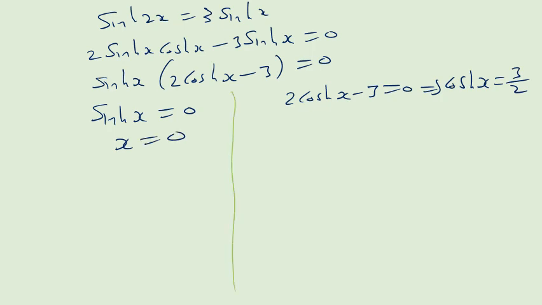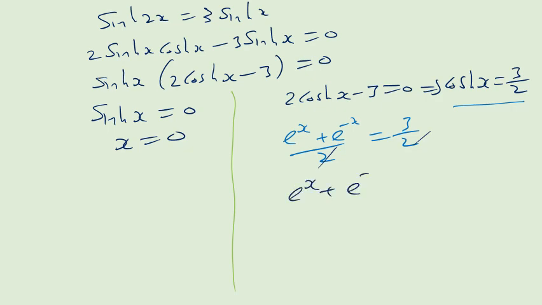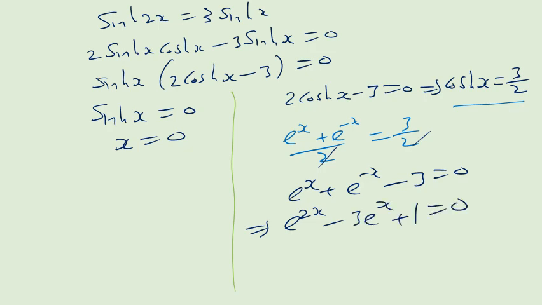So now solving cos x equal to 3 over 2, pretty straightforward. e to the x plus e to the minus x all over 2 must equal 3 over 2. Let's get rid of these 2's here. So we're going to get e to the x plus e to the minus x minus 3 equals 0. Multiply throughout by e to the x. And that tells me that e to the power 2x minus 3e to the x plus 1 equals 0. Ain't going to factorize here.